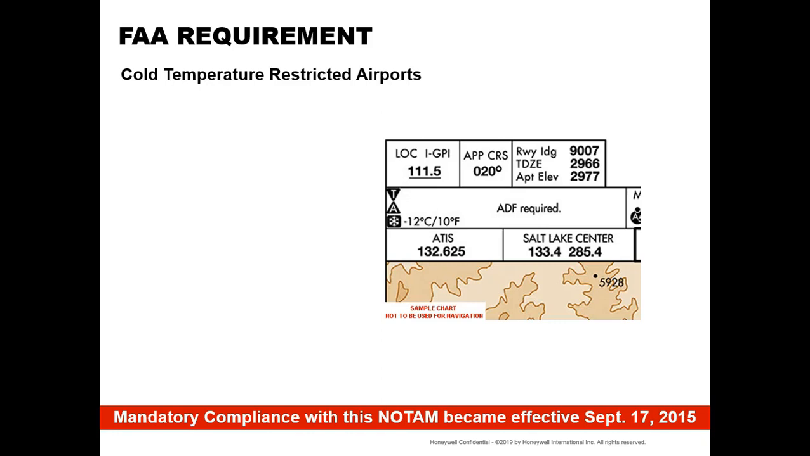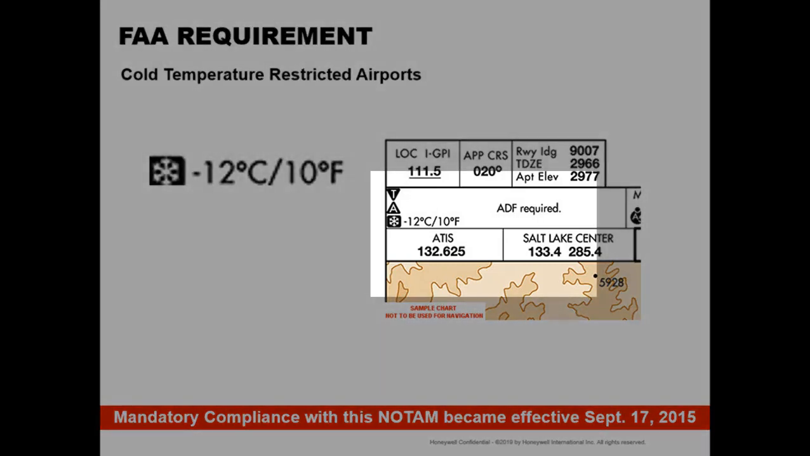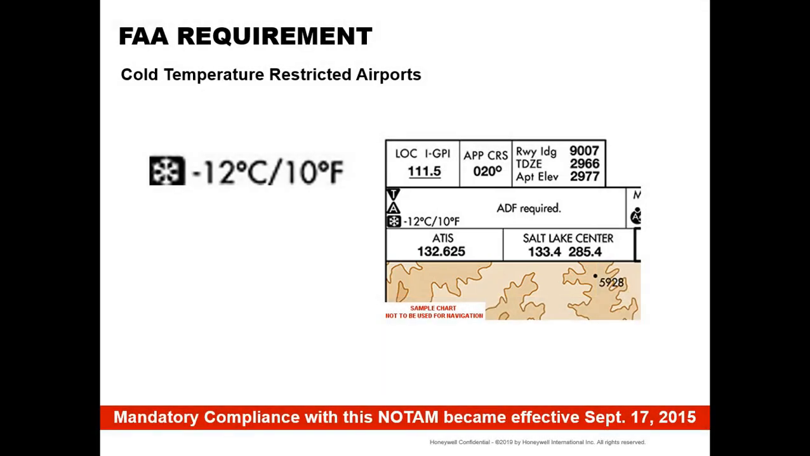What this means for pilots is that the snowflake symbol, shown in the notes section of approach charts, now indicates that temperature compensation is required for the approach when the outside air temperature at the specified airport is at or below the specified value.